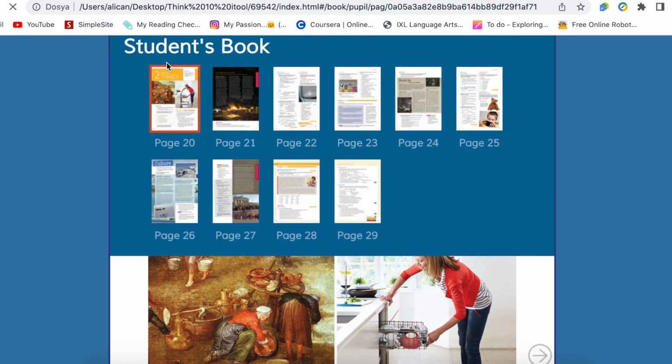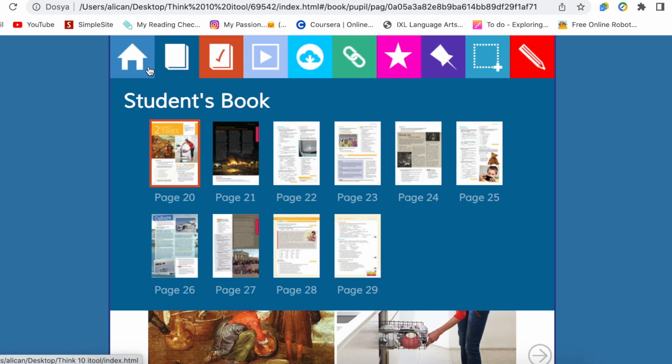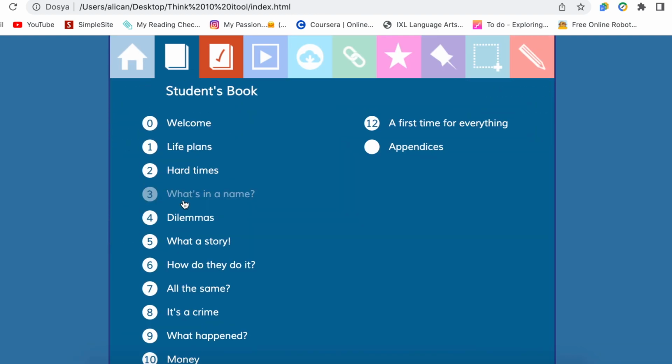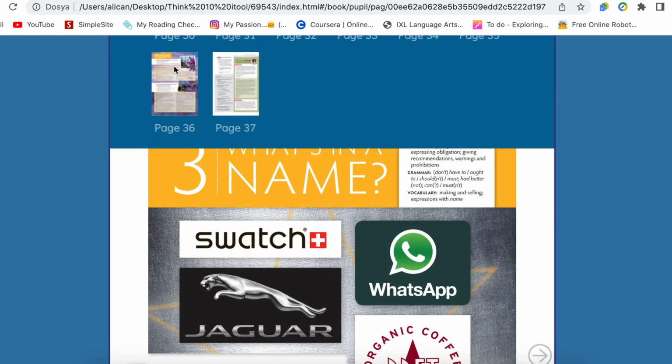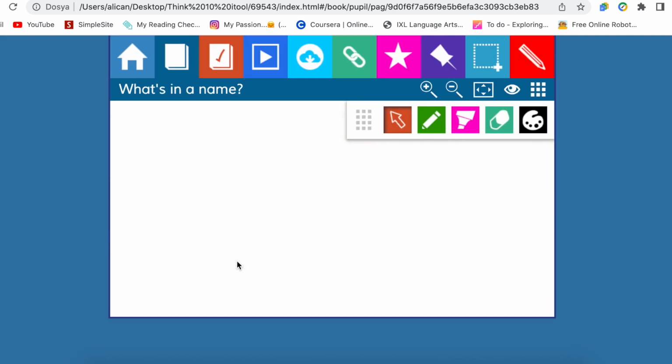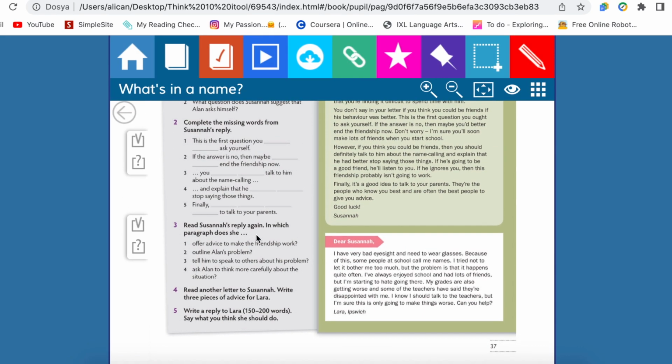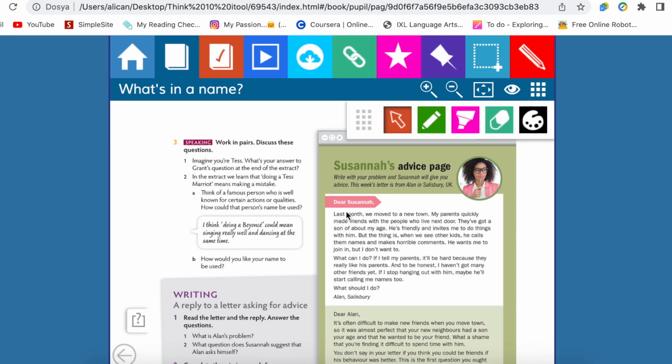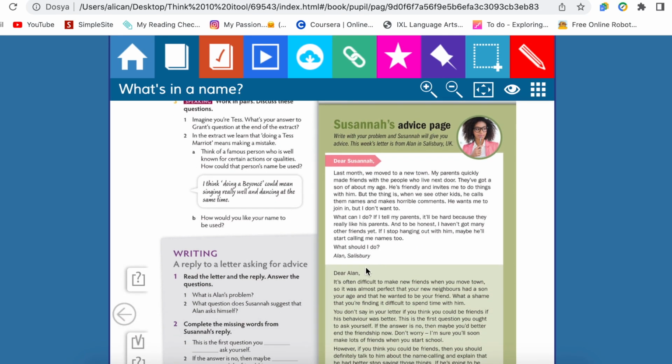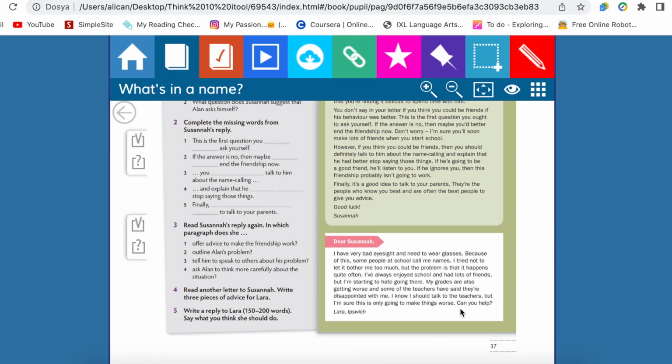Do you remember Susanna's advice page? Here we have the last part for Susanna's writing. Lara Ipswich, she had a problem, do you remember? We said read another letter to Susanna, write 3 pieces of advice for Lara. For the exam, I just want you to write 3 pieces of advice for Lara. Okay, this is your writing part for the final exam, and I hope it's going to be easy. Just study the student's book and this one.